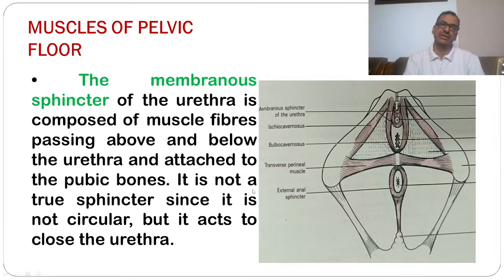Fifth muscle is membranous sphincter of urethra. So the urethra is covered by this muscle, the membranous sphincter. This muscle fiber passes above and below the urethra and is attached to the pubic bone. Since it is not circular, but again it acts as a sphincter of urethra and closes the urethra normally.